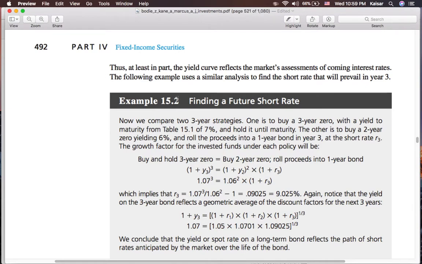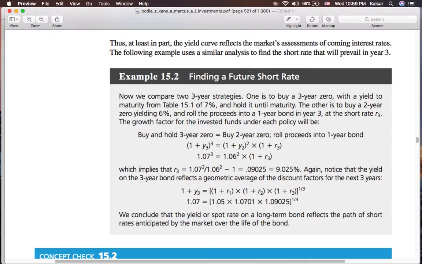Thus, at least in part, the yield curve reflects the market assessment of coming interest rates. The following example uses a similar analysis to find the short rate that will prevail in year 3.